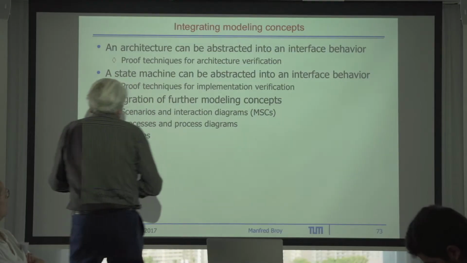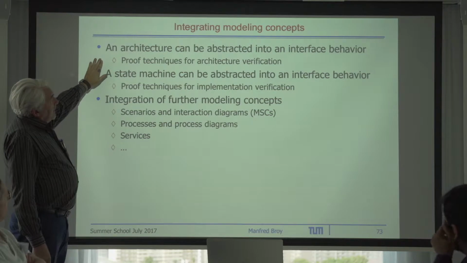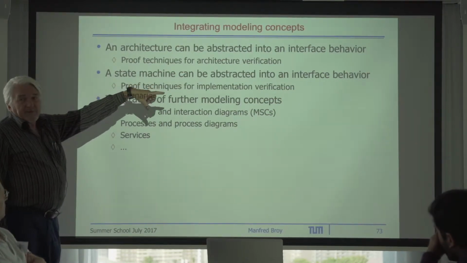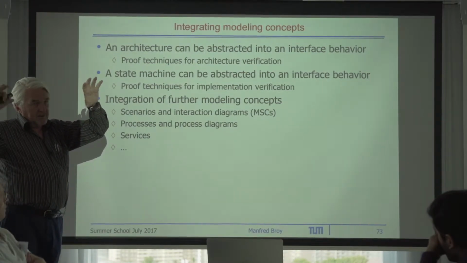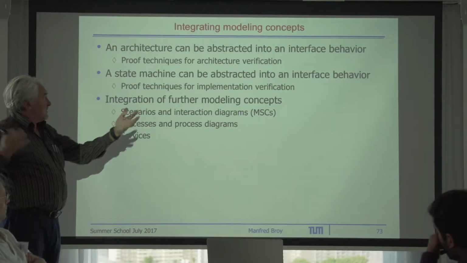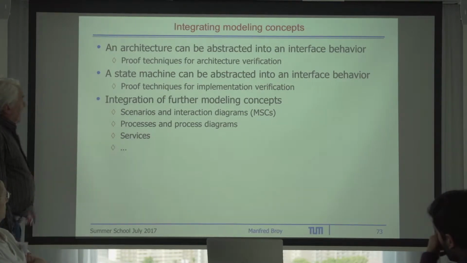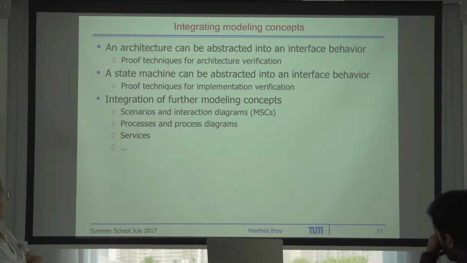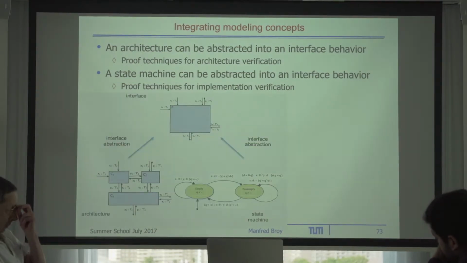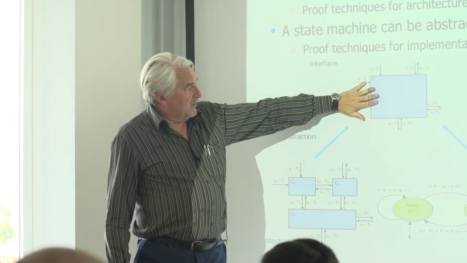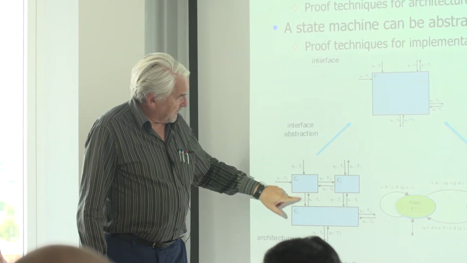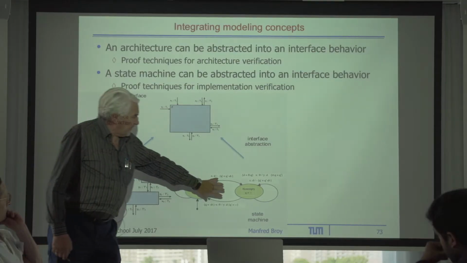What I have presented is that an architecture can be abstracted to an interface behavior. If we have an architecture and if we know the interface behaviors of the components, we can calculate the interface behavior of the overall system. A state machine can be abstracted to an interface behavior. We even have proof techniques for implementation verification, and we can integrate further modeling concepts like message sequence charts or action diagrams, process diagrams. So what we get in the end is an integrated view of that. Interface at the composed system level, interface abstraction from an architecture to this, interface abstraction from here to this.